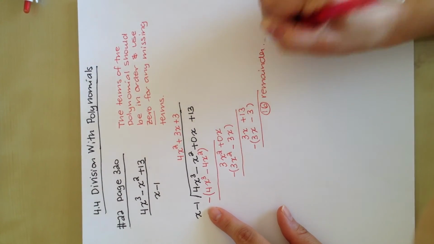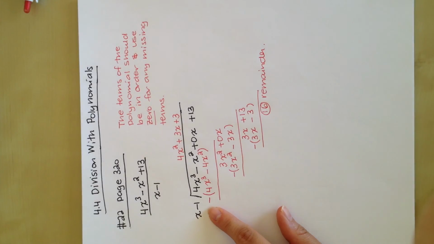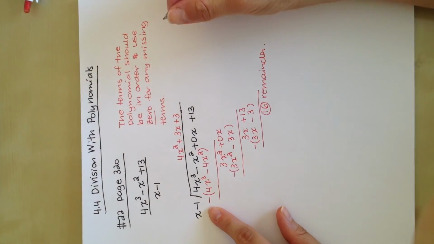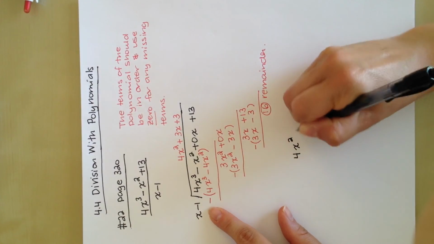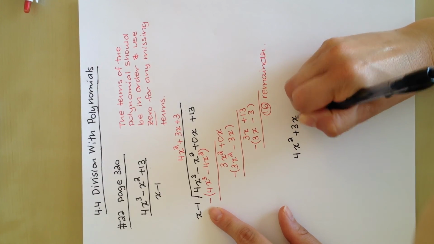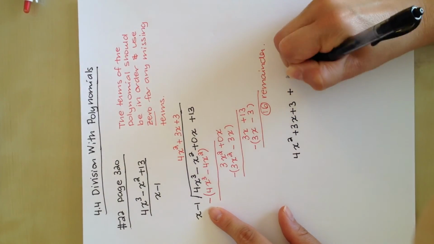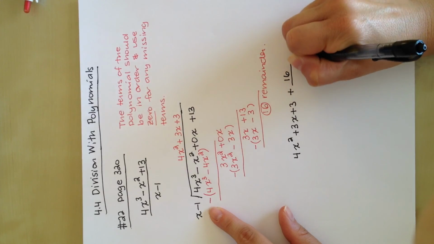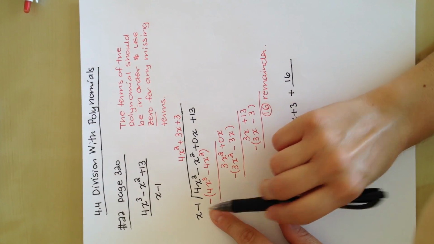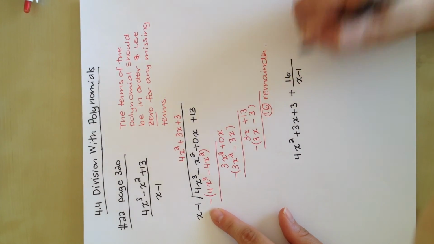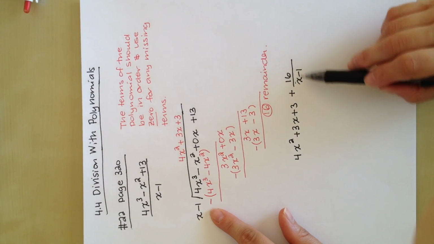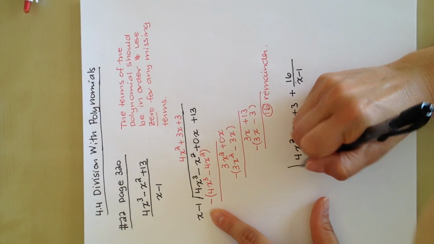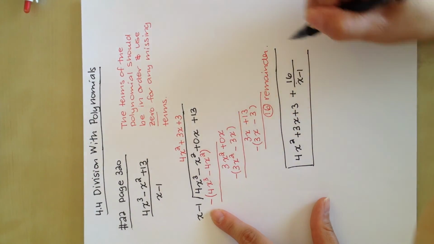Okay, almost done. When you write your answer, we're going to write it this way. We're going to write 4x squared plus 3x plus 3 plus the remainder over your divisor, x minus 1. And x minus 1 is just with the 16. We only divide the 16 by the x minus 1, and this is now complete.